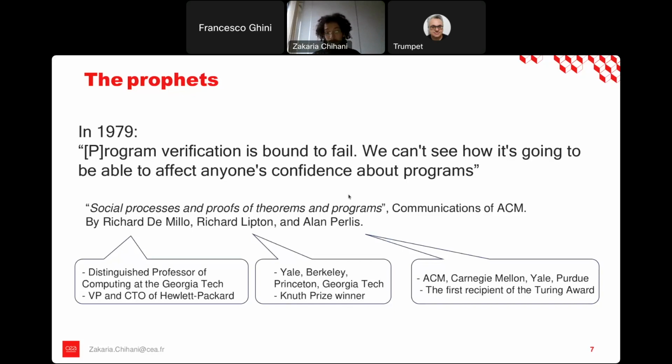We have a Knuth Prize winner, and a distinguished professor from Georgia Tech. These are people that have been, I think, wrong, and history showed afterwards, as we're going to see.